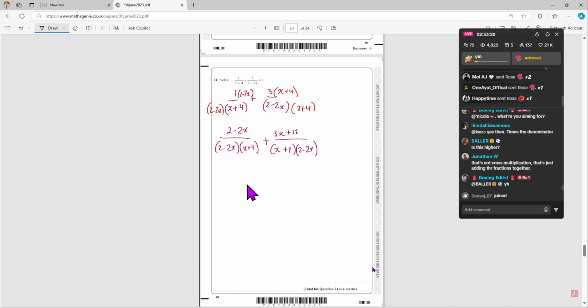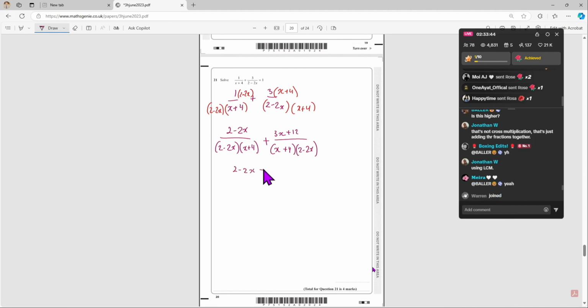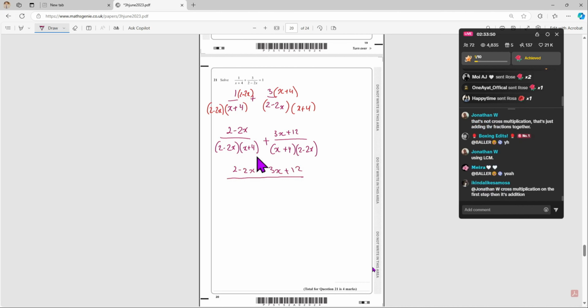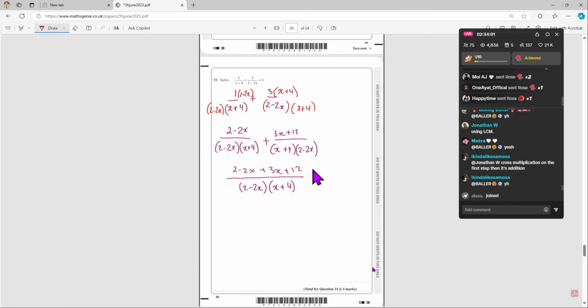Once you have done that, since they have the same denominator, we're going to merge these two fractions together. So we're going to have 2 minus 2x plus 3x plus 12. So, merge the numerators together, and since they have the same denominator, it's going to be 2 minus 2x, then x plus 4. And remember, guys, this whole thing is equal to 1.